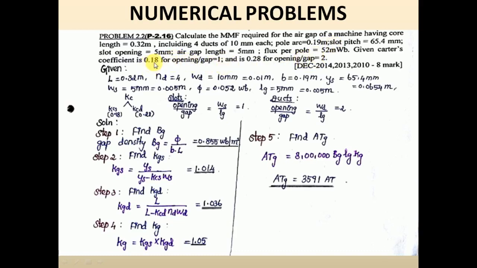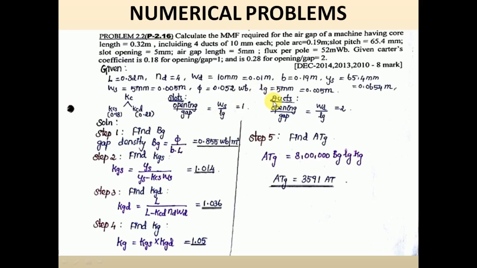But Carter's coefficient's value is given for two different ratios, that is when the ratio's magnitude is 1 and when the ratio's magnitude is 2. In the case of slotting, this opening will be the slot width, whereas in the case of radial ventilating ducts, this opening will be the width of duct. So let's consider the case of slotting and substituting. Instead of opening, we will be substituting the width of slot and the air gap length here, and we will be finding the ratio as 1.